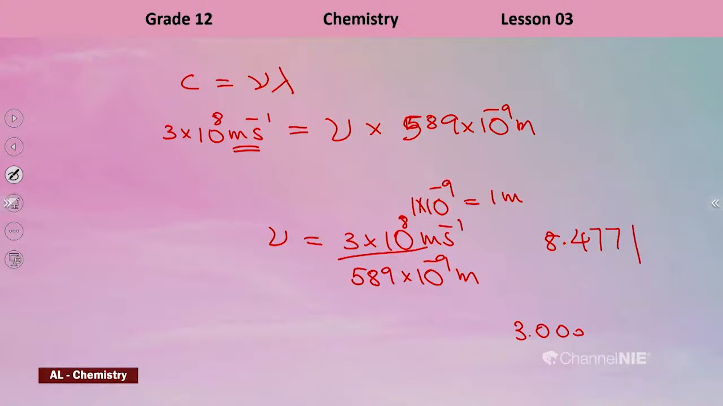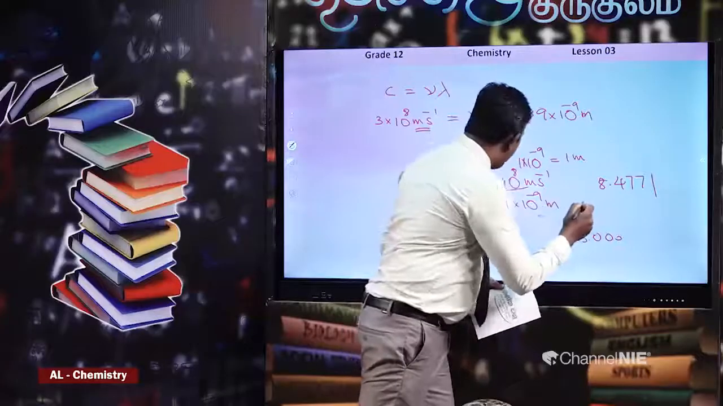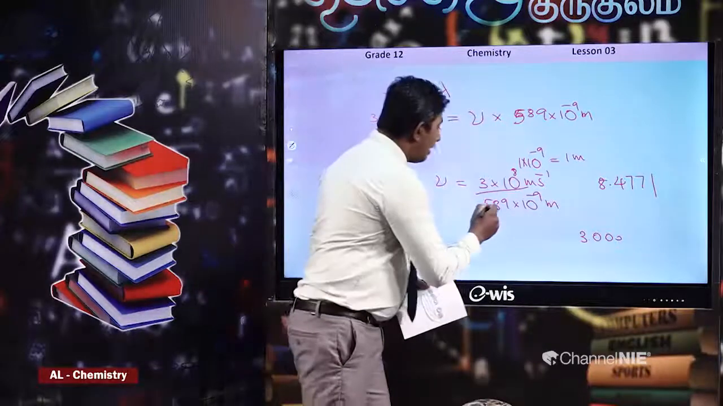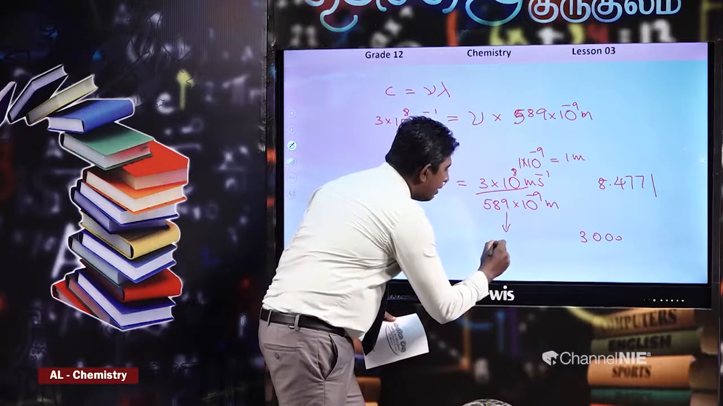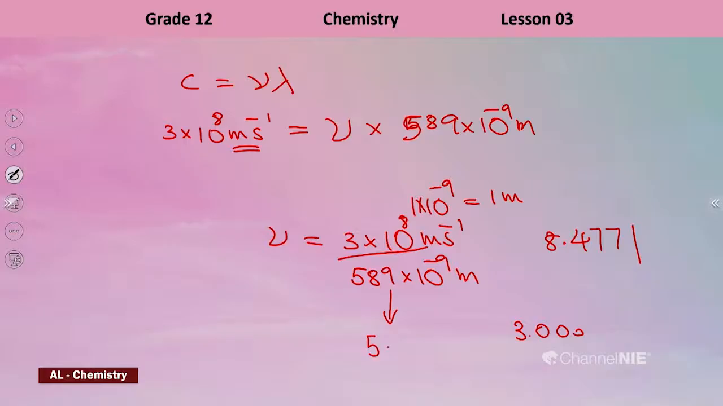Okay. Then secondly, you need to refer to the down value, the denominator. So then it's 589 into 10 to the power minus 9. When it is 10 to the power minus 9 with 589, you need to first write this in the scientific way as 5.89 into 10 to the power minus 7. Then you bring that here as minus 7.